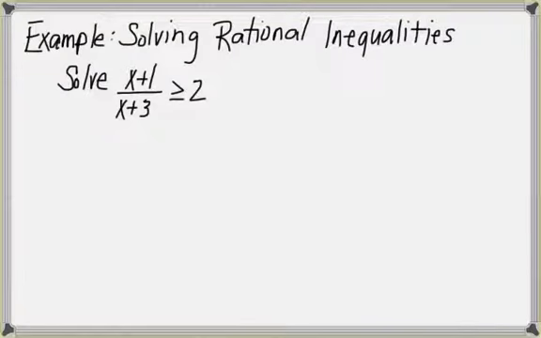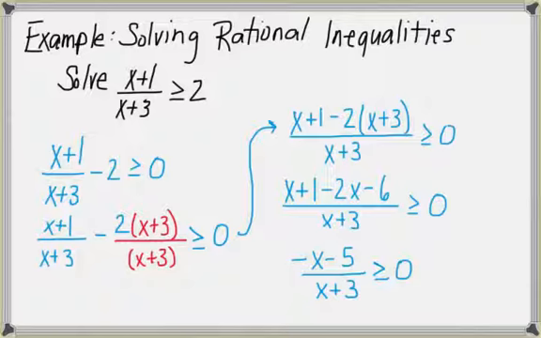All right, so for this example, solving rational inequalities, we're going to look at (x + 1)/(x + 3) greater than or equal to 2. First step we want to do is make this equal to 0. So we want to move that negative 2 over. So I'm going to show you step by step how to do that. So here is the procedure and how to get it greater than or equal to 0.